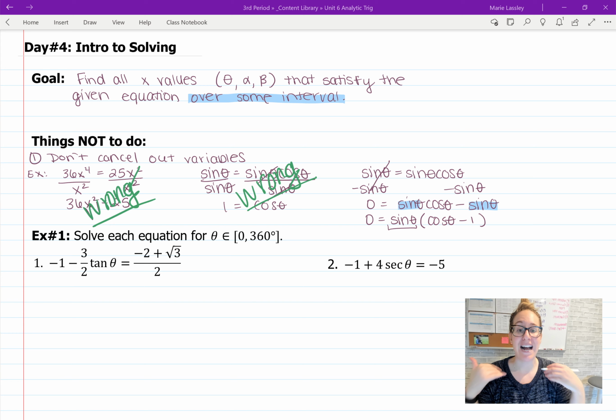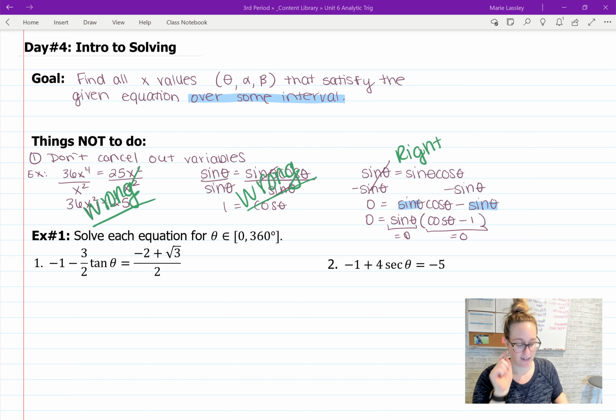So this is right. Don't delete things, and don't divide by them to cancel out x's. What you want to do is move everything to one side and use a greatest common factor. So use a GCF, a greatest common factor.